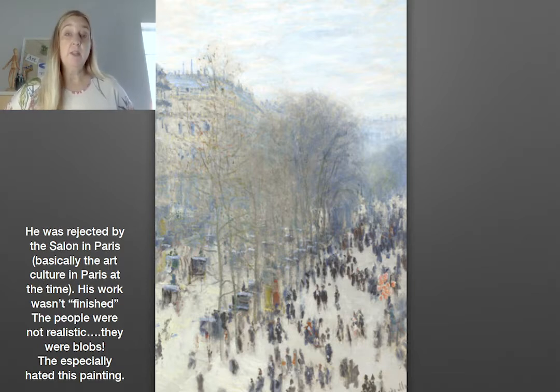In this painting, his people are very much blobs. They're not normal looking people. So the Salon did not like this kind of painting because it wasn't real. It was just the impression of what he saw, which is actually, in my opinion, a little more real than if they were to draw these people with all the details of eyes, nose, and mouth and all of that. This painting was rejected because they thought they were blobs, when in reality it's a gorgeous painting.